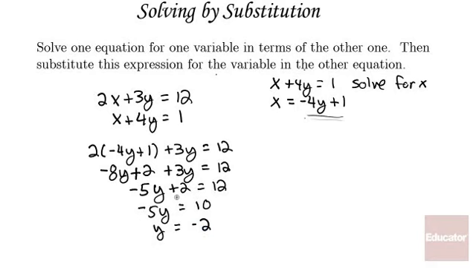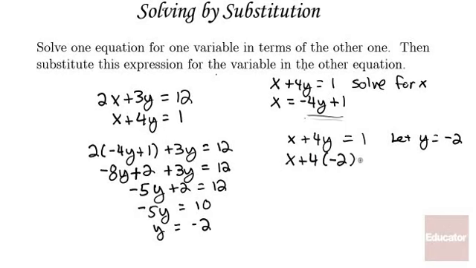Once I have one variable solved, I can easily solve for the other. I just go back to either one of these equations, and this one's easier to work with, and substitute y equals negative 2. x plus 4 times negative 2 equals 1. This gives me x plus negative 8 equals 1, or x minus 8 equals 1. Adding 8 to both sides, I get x equals 9. So here, y equals negative 2 and x equals 9.